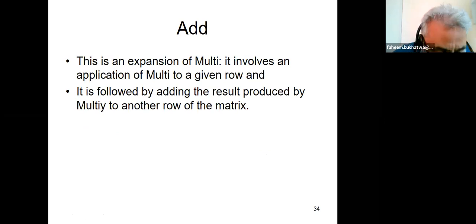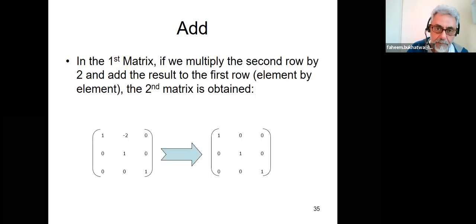The next operation, so we just remember now the two operations, change, multiply. You can also do an add, and this is an expansion of multiply. It involves an application of multiply to a given row, and it is followed by adding the result produced by multiply to another row. So what that means is you can say, multiply this number into a value and add it to this row. Multiply every element here into a number. It could be 1, and add it to that one.